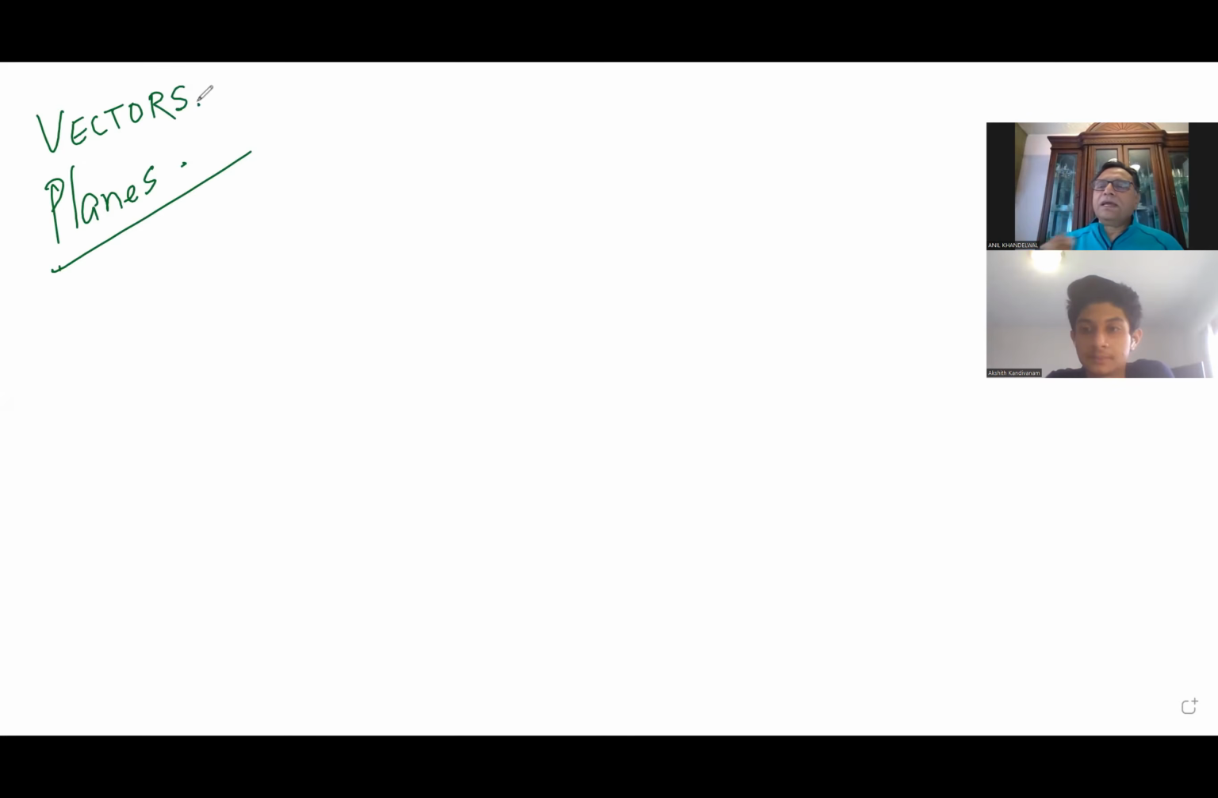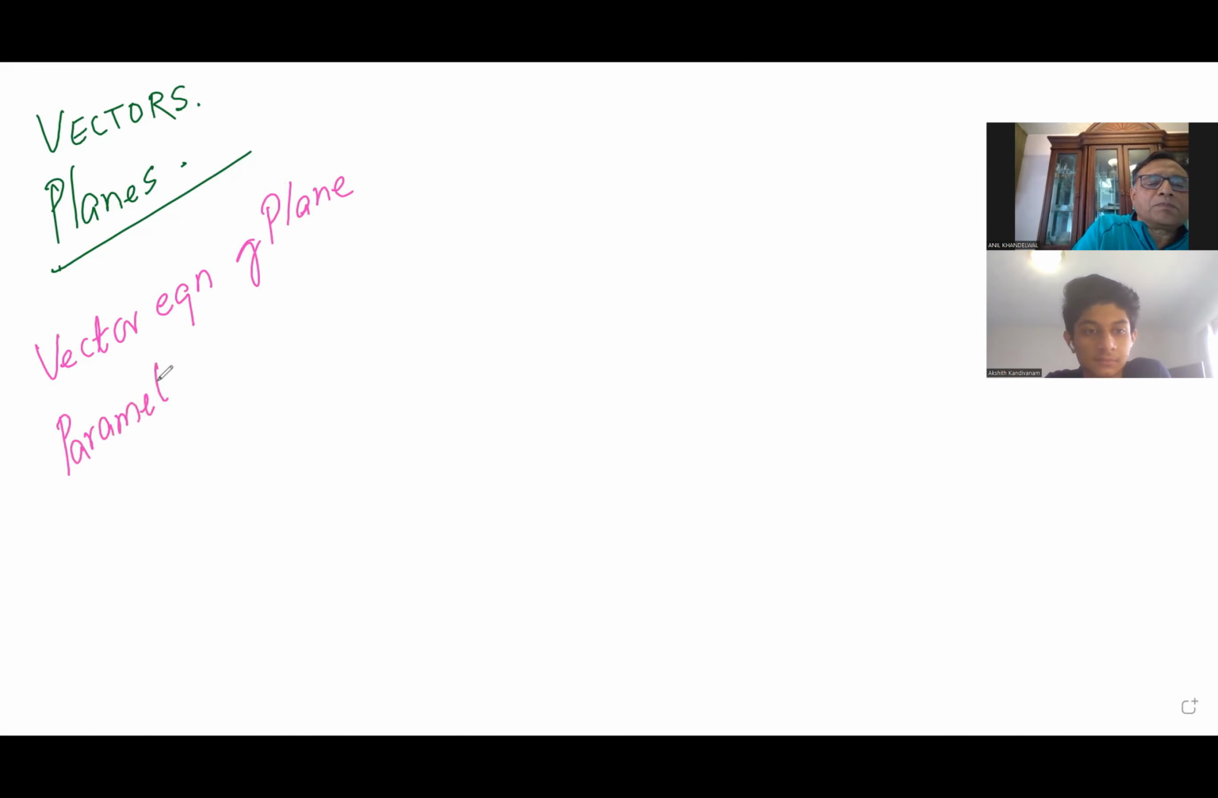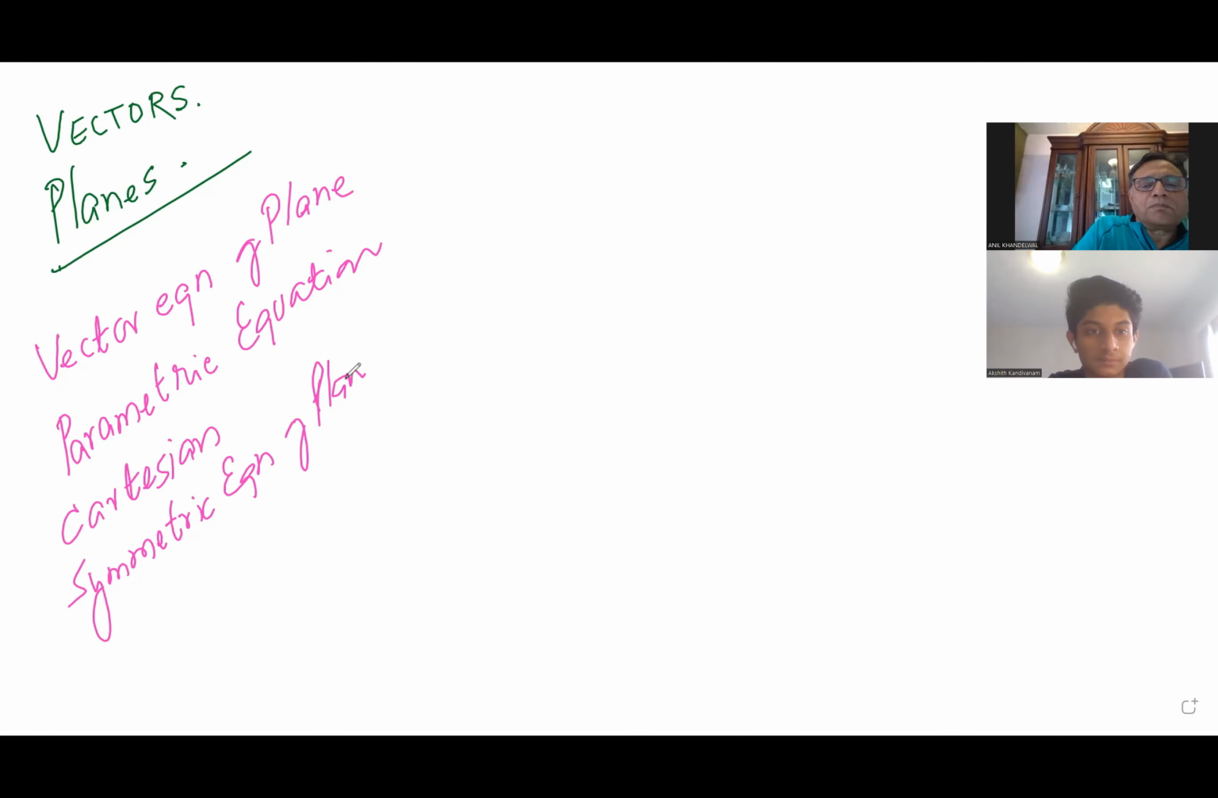Just as in lines, we have different types of equations, right? Right. Vector equation, parametric equation. Similarly, in planes also, we have different kinds of equations. So we have a vector equation. We do have parametric equation. Cartesian equation. Now, how to define a plane? Can you tell me how can I define a plane?